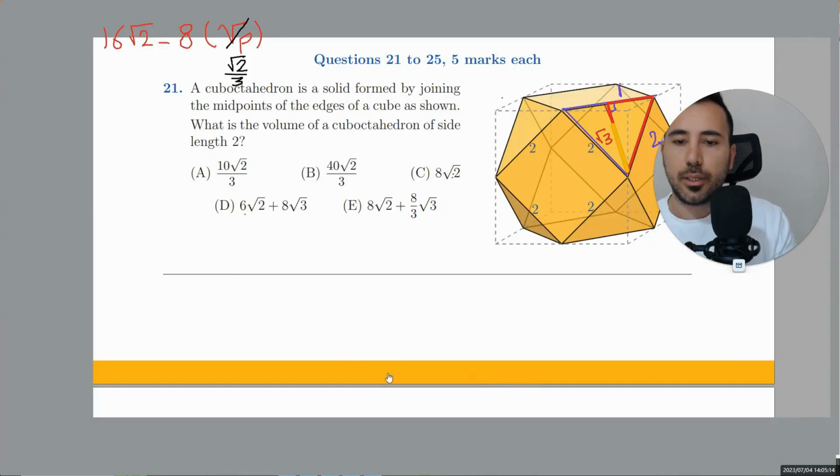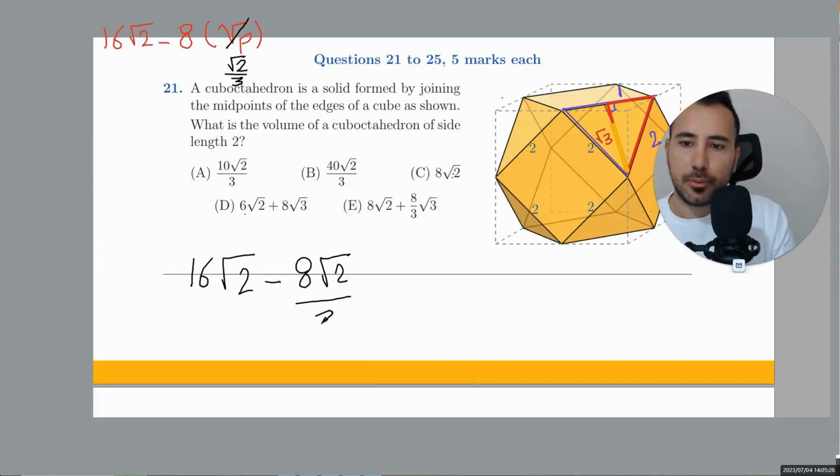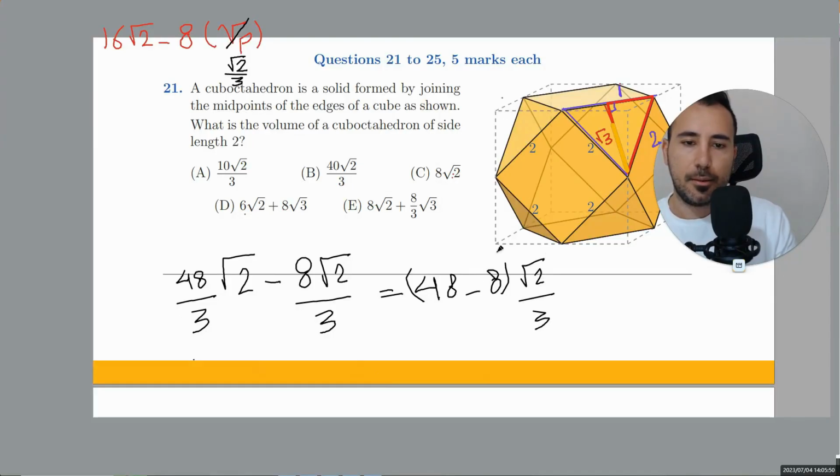Okay, so what we're going to have is, I'm going to write 16 is square root of 2 minus 8 square root of 2 over 3. Instead of 16, I'm going to write 48 over 3. So let's take out square root of 2 over 3. So it's going to be 48 minus 8 square root of 2 over 3. Bang, this will be 40. So the right answer is B.